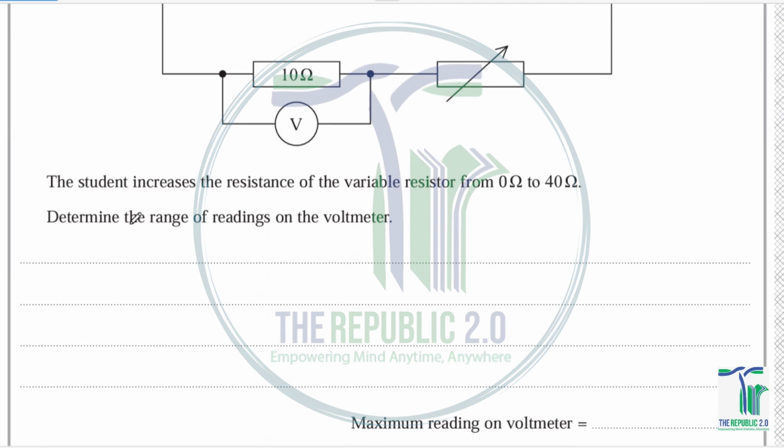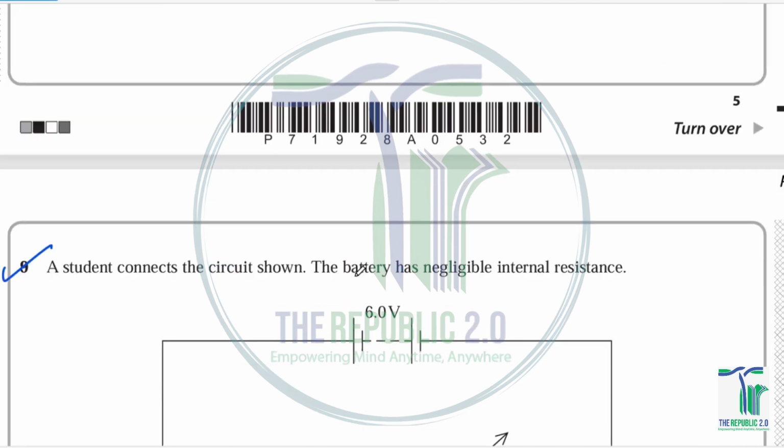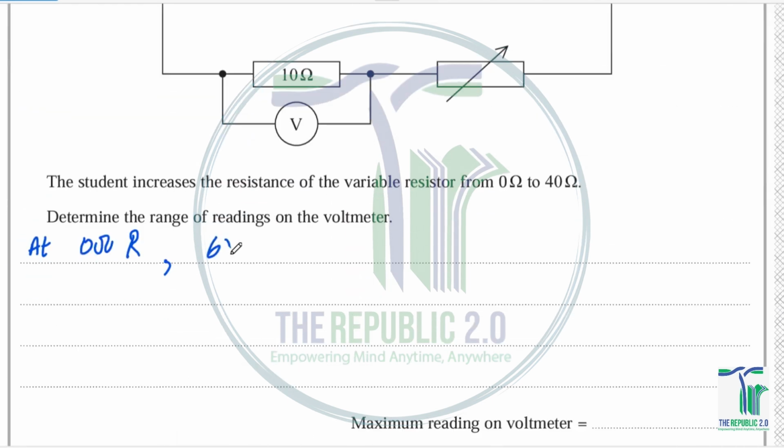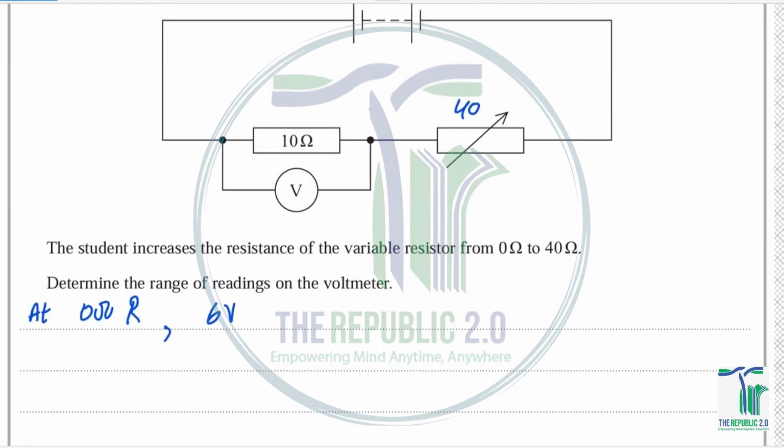So what we're going to do first, when the resistance of the variable resistor is 0 ohms, what does that mean? The voltmeter would show the whole of the voltage. The total voltage is 6, so it is going to show 6 volts. But when this is going to be the maximum resistance, meaning thereby 40, we need to determine the voltage across it. So at 40 ohms resistance, I'm just going to use the equation for the potential divider.